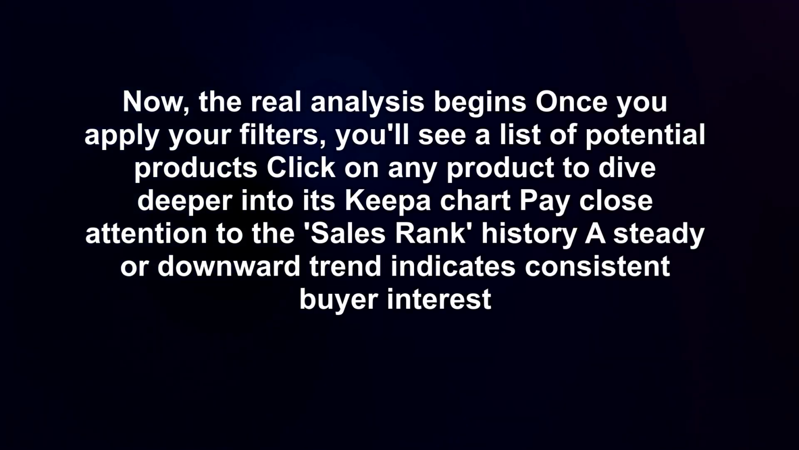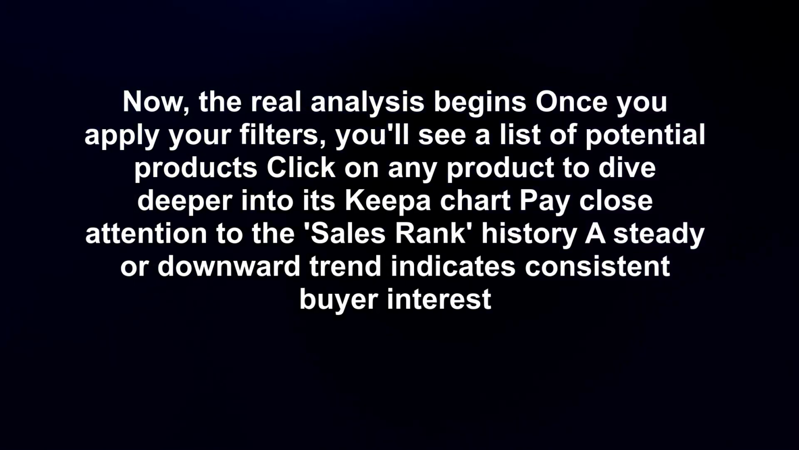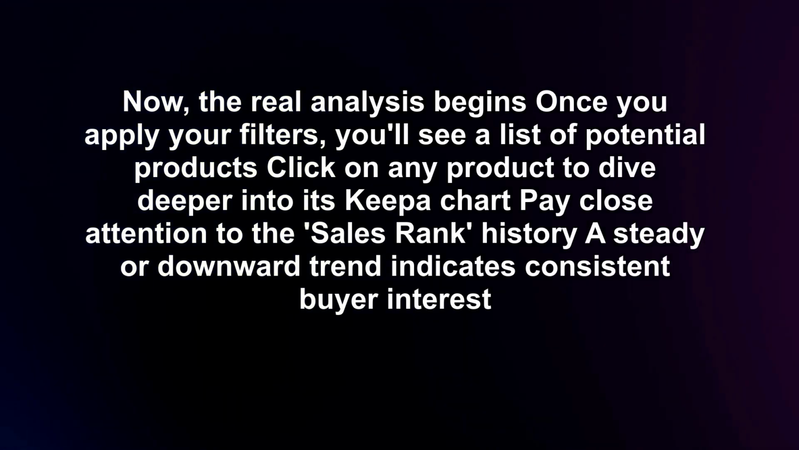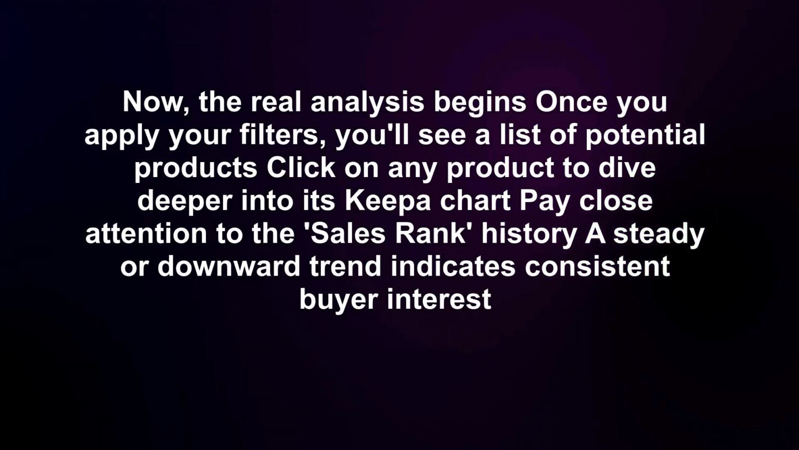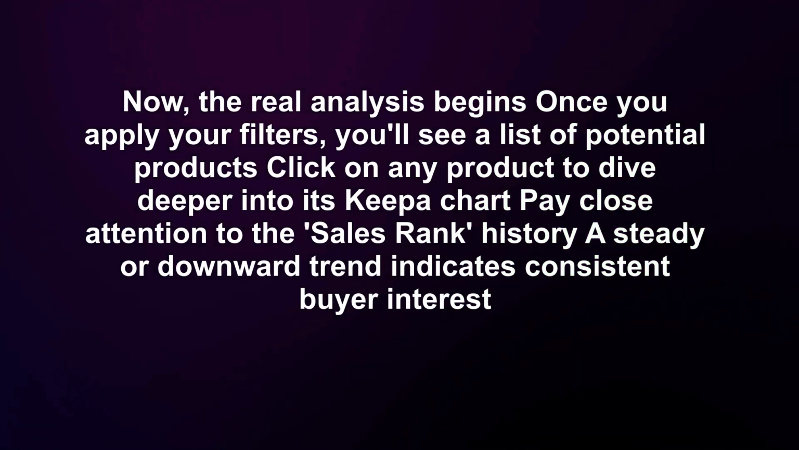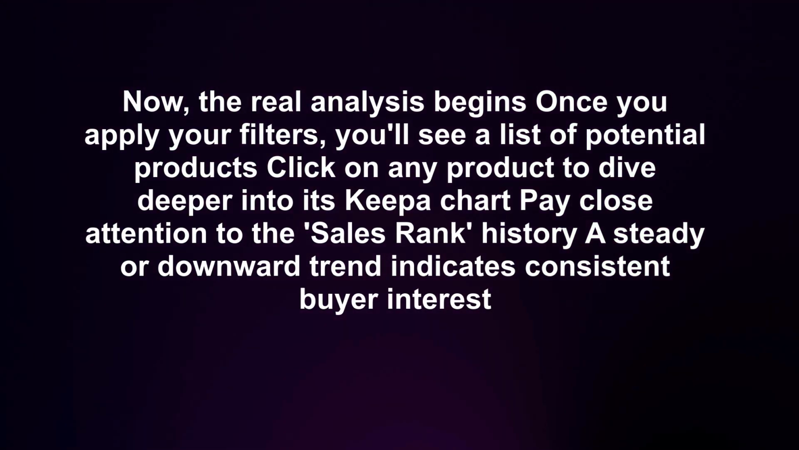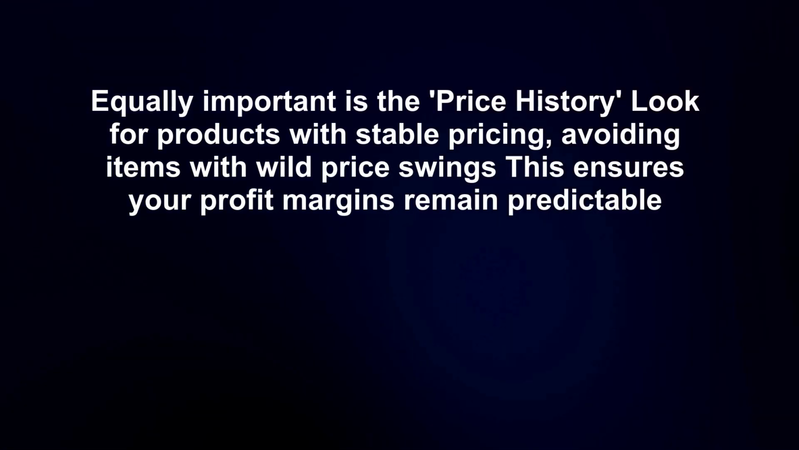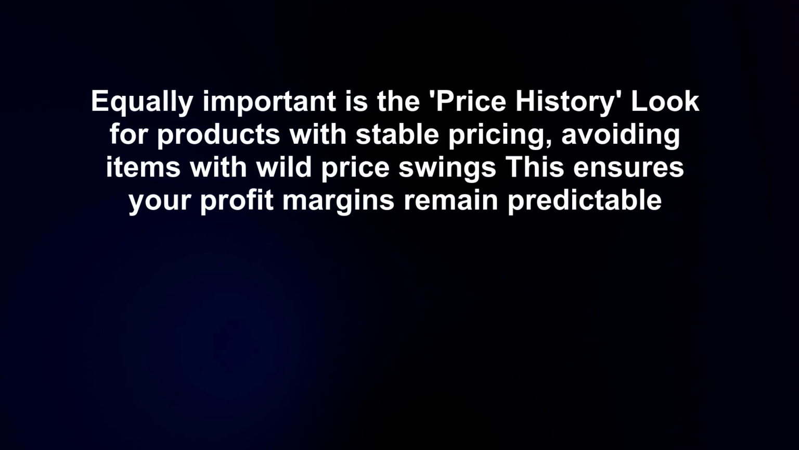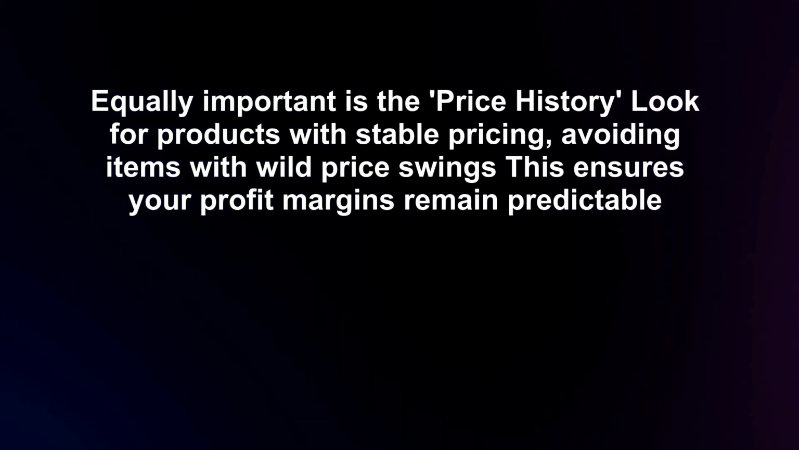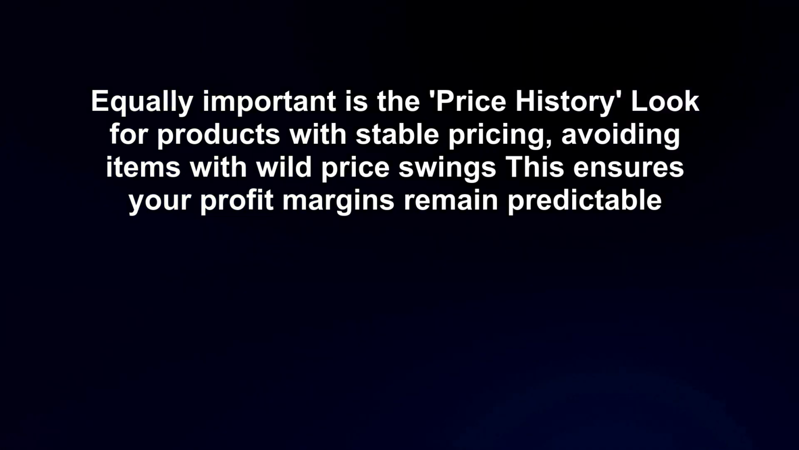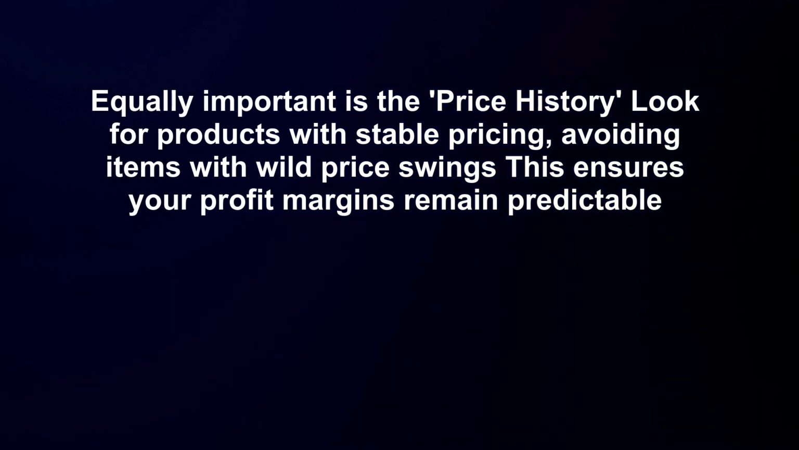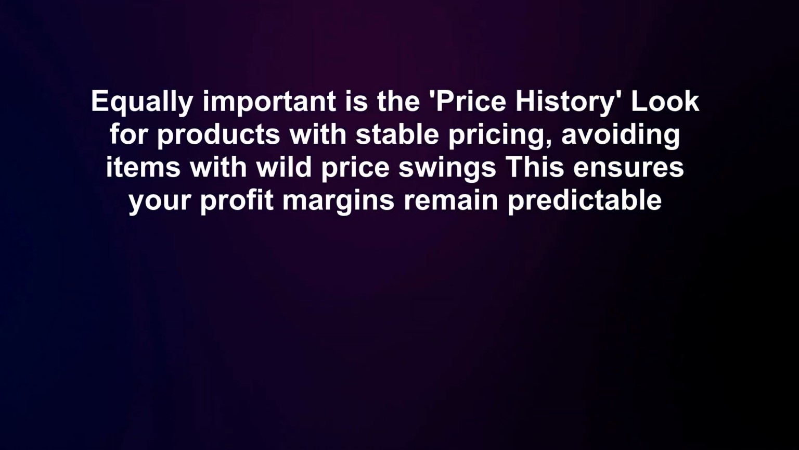Once you apply your filters, you'll see a list of potential products. Click on any product to dive deeper into its Keepa chart. Pay close attention to the sales rank history. A steady or downward trend indicates consistent buyer interest. Equally important is the price history. Look for products with stable pricing, avoiding items with wild price swings. This ensures your profit margins remain predictable.